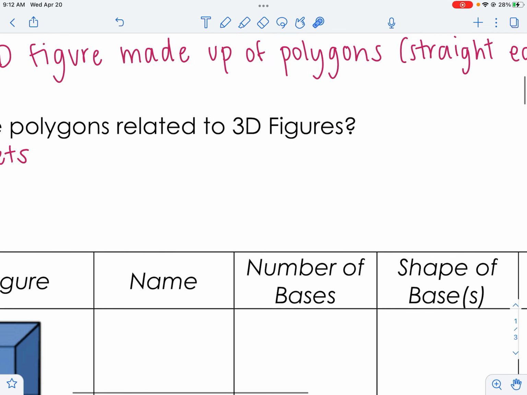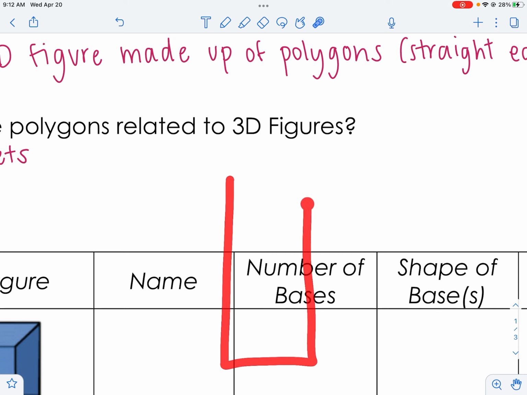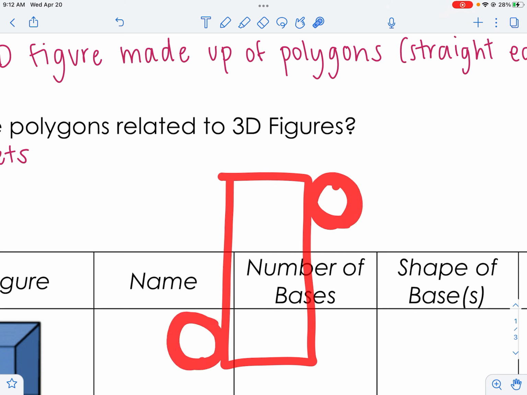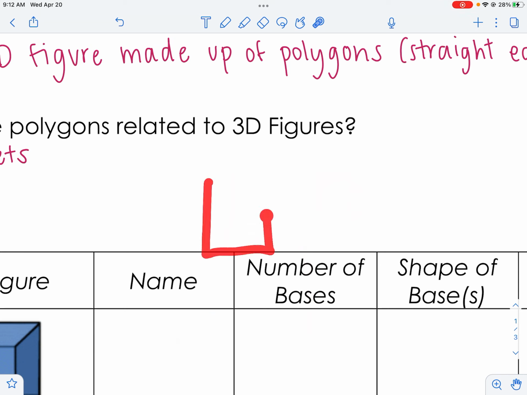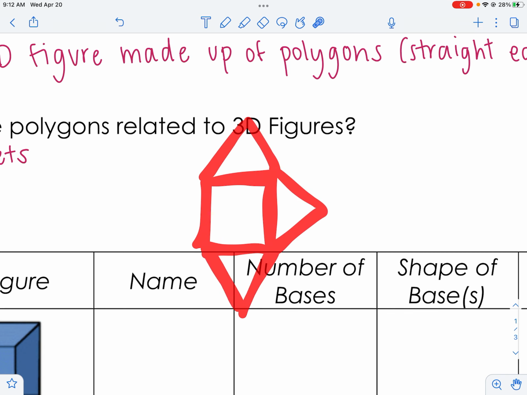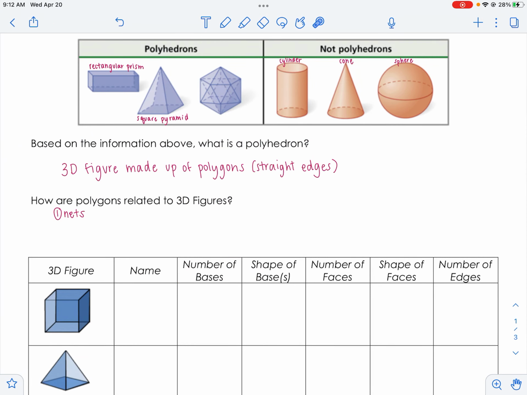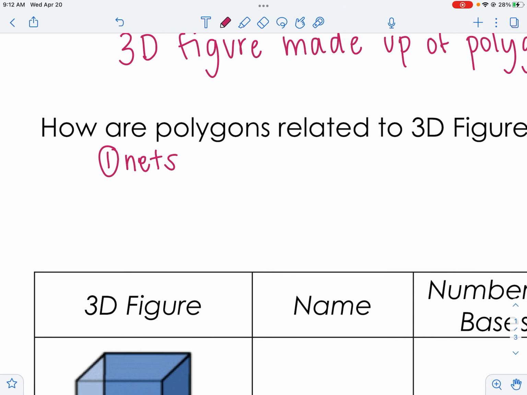So for example, if we look at a cylinder, a cylinder is one giant rectangle and then it would have the circles to create the bases. If I were going to look at a pyramid, a square pyramid would have a square base, and then it would have a lot of triangles, and that's the net. So the first way that 3D and 2D shapes are related is with nets.